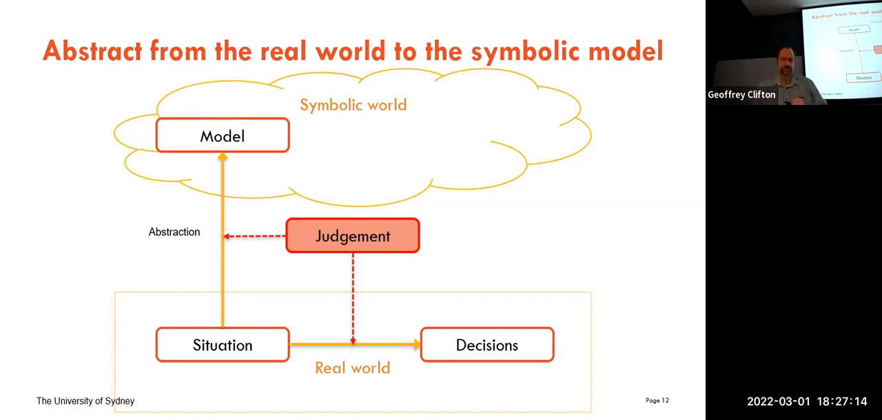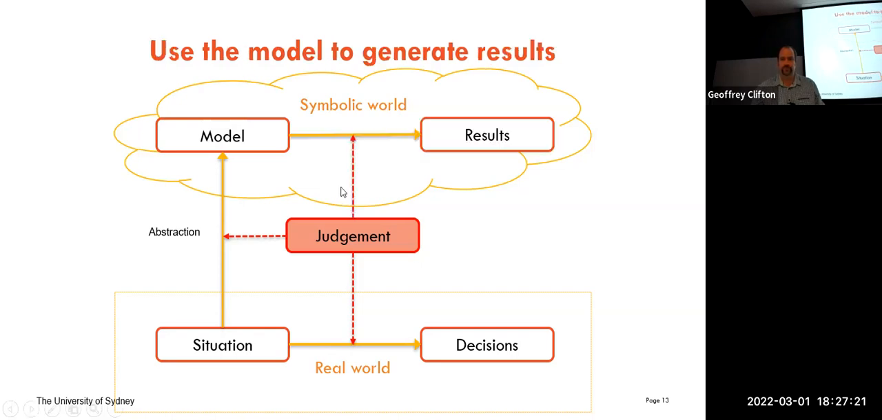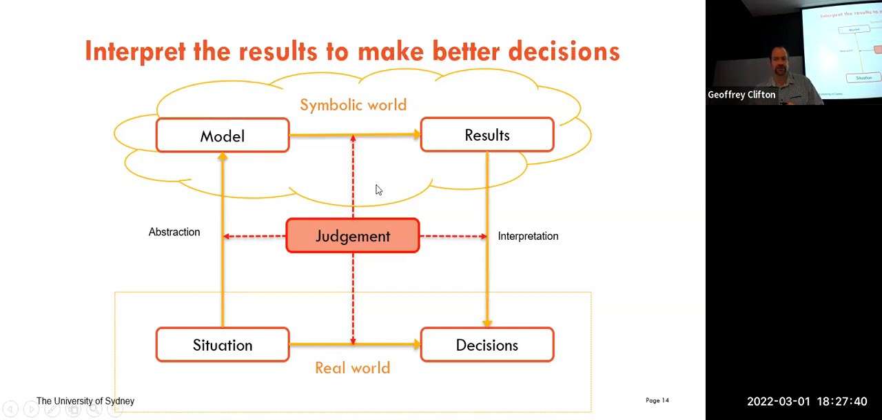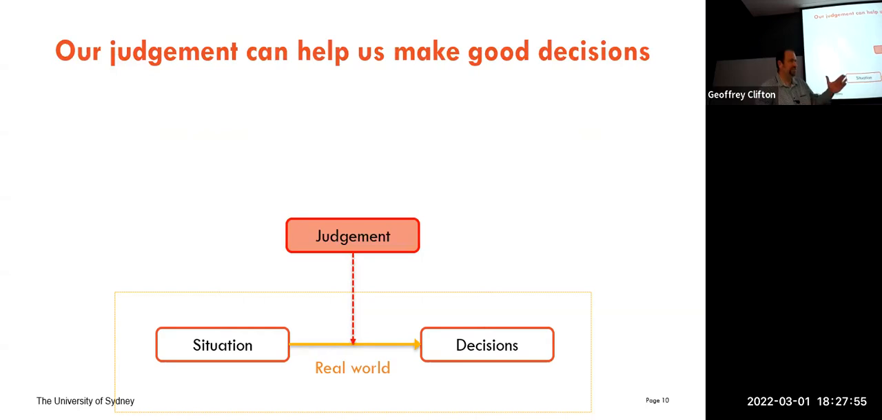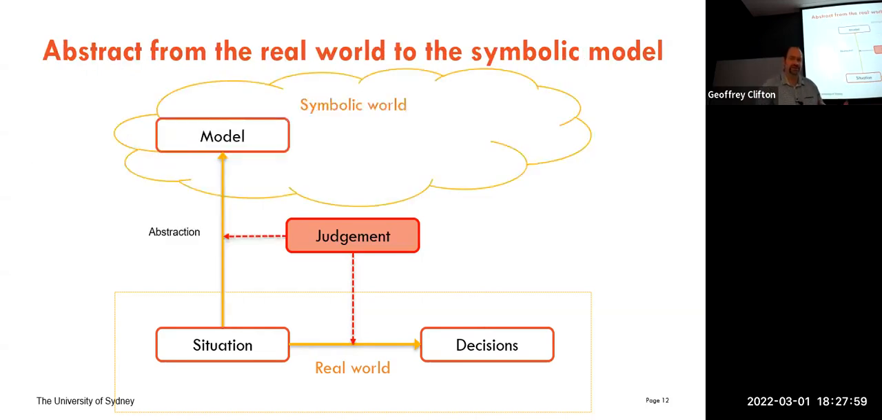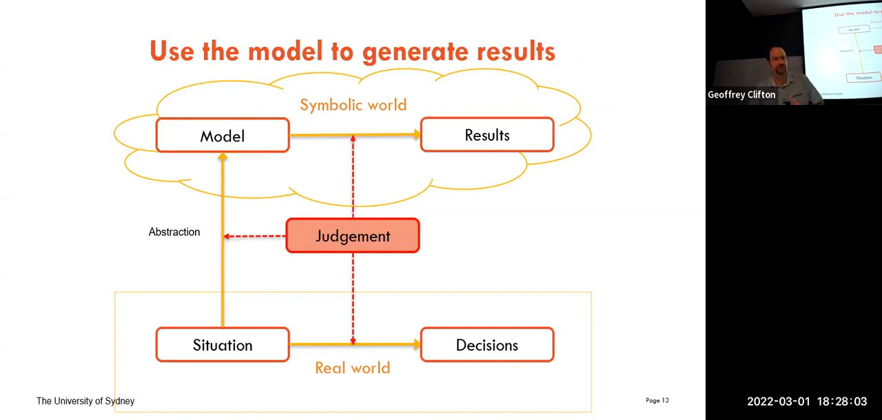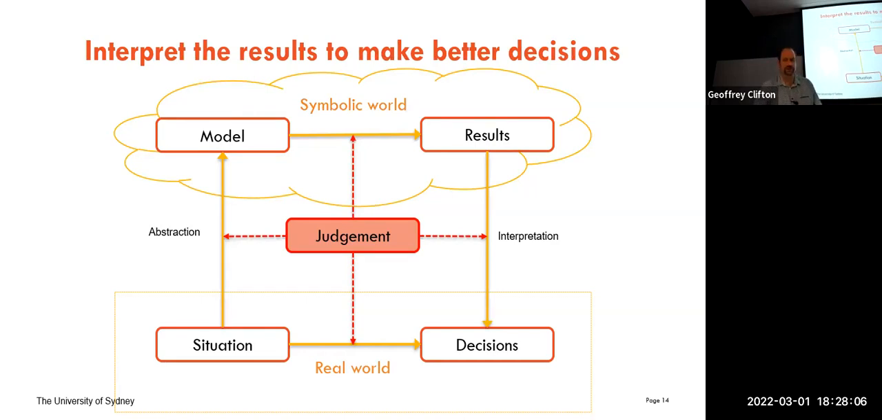We're building a model. And how do we do that? Well, our judgment plays a role again. We then use our model to generate some results. Again, judgment plays a role in working out how that happens. Then we interpret the results to make our decisions. And again, judgment comes in there. Now that's quite a bit of extra work, isn't it? Gone from just making a decision using our judgment to using our judgment to make a model, to make some results, using our judgment again to interpret the results in order to make the decision.